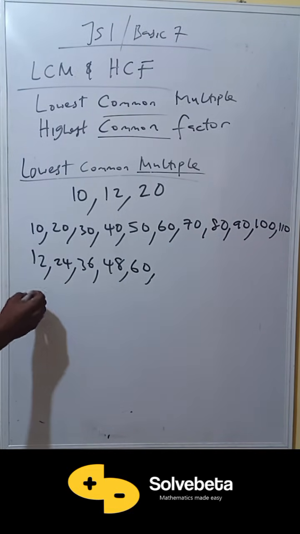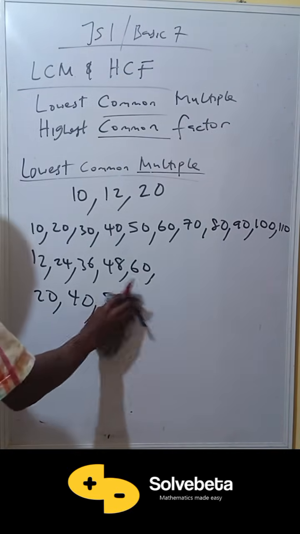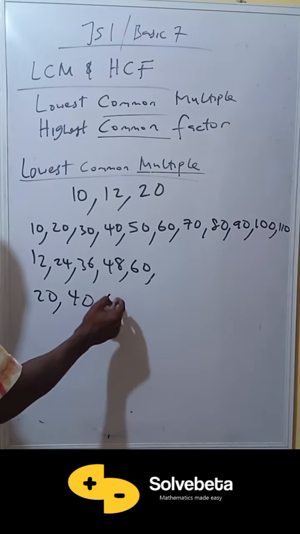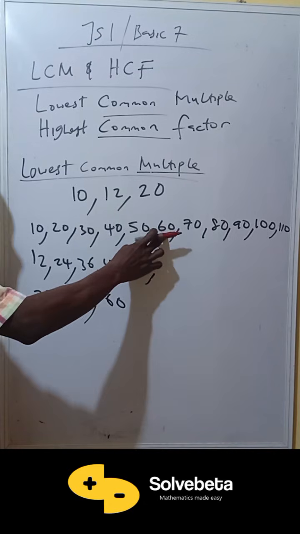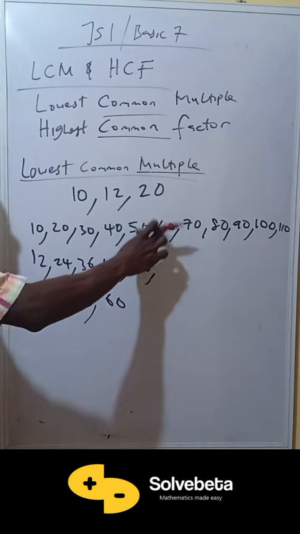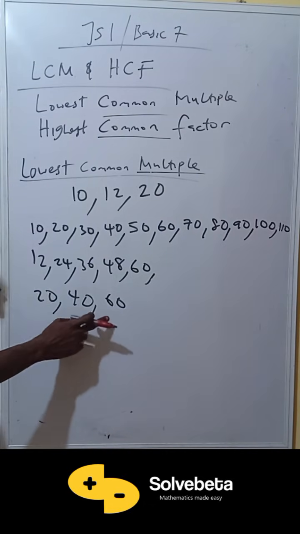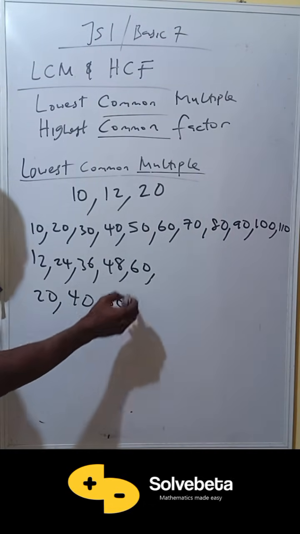So now let's go to 20: 20, 40, 60. I'm adding 20, 20, 40, 60. So you see that I've gotten 60 here. I have multiples of 10, I've gotten 60 here. I have multiples of 12, I've gotten 60 here. I have multiples of 20, I've gotten 60 here. So this is a common multiple.